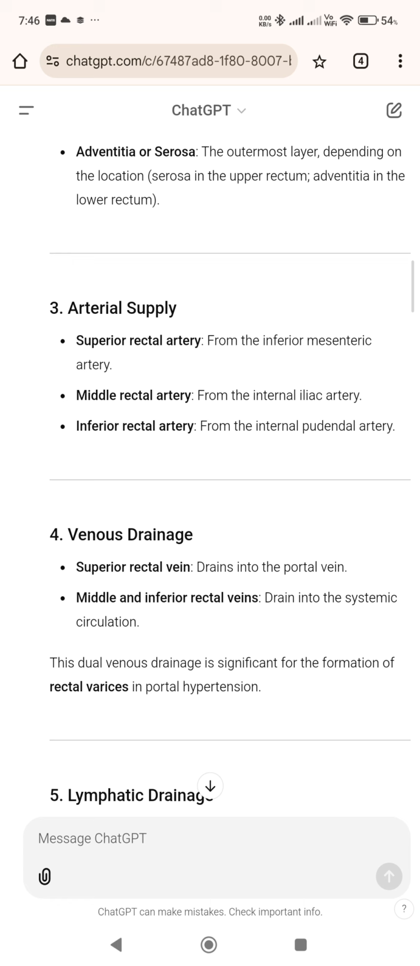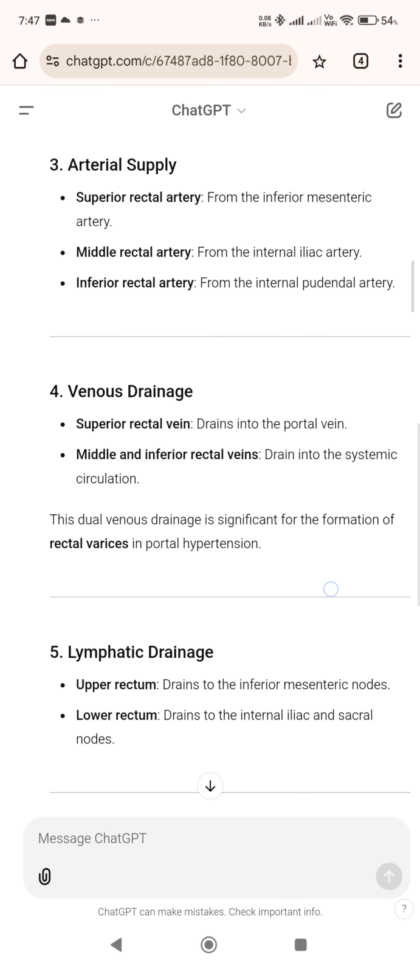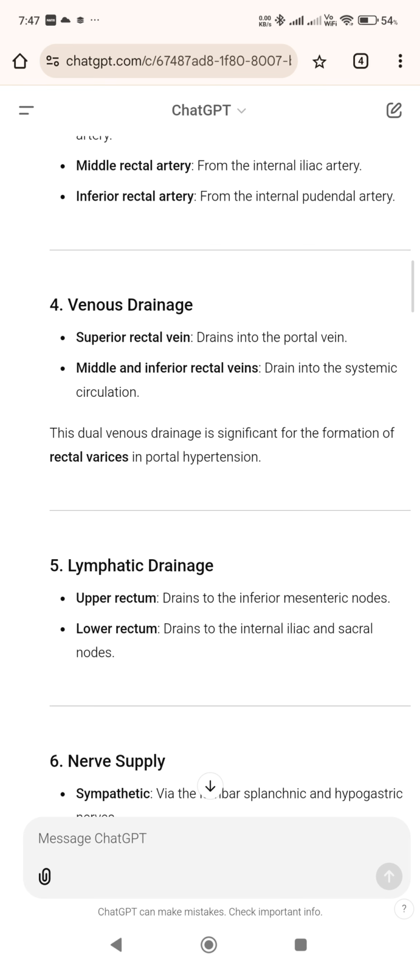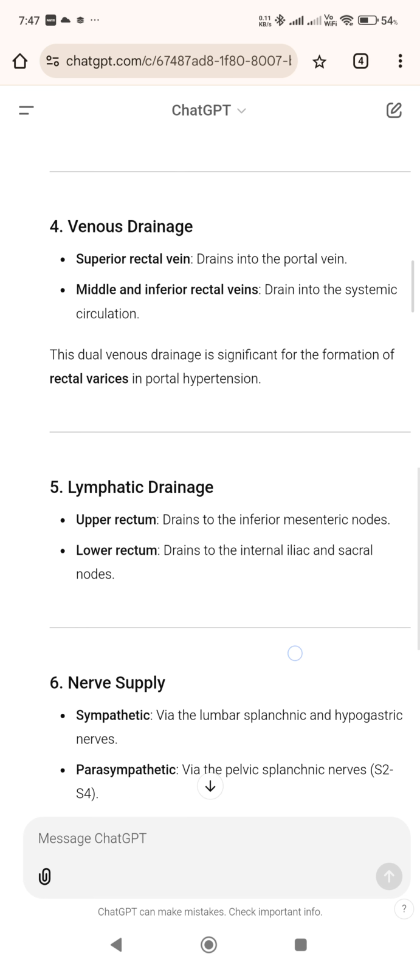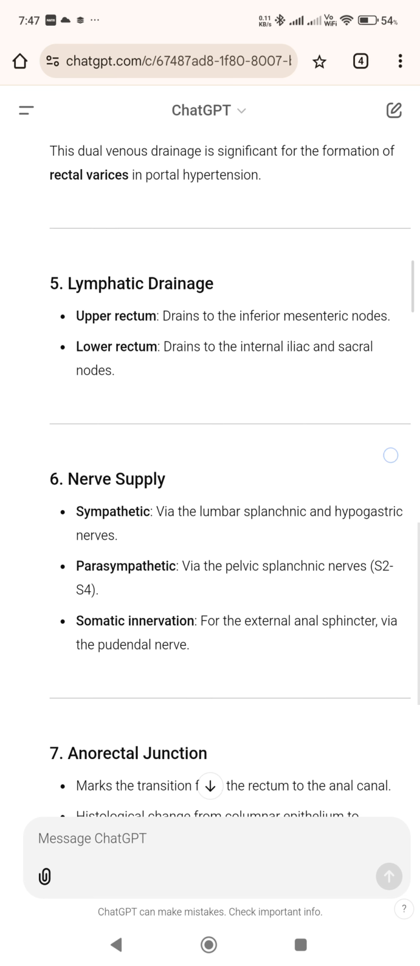4. Venous drainage. Superior rectal vein drains into the portal vein. Middle and inferior rectal veins drain into the systemic circulation. This dual venous drainage is significant for the formation of rectal varices in portal hypertension.